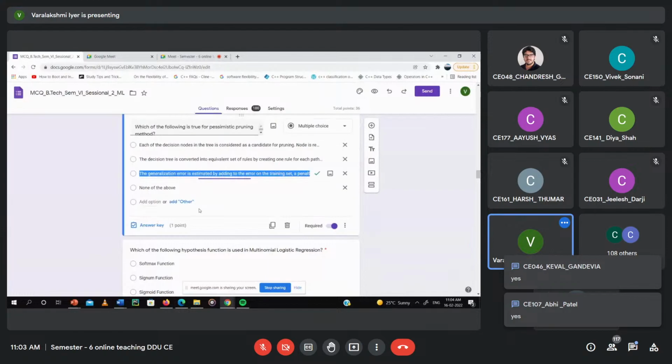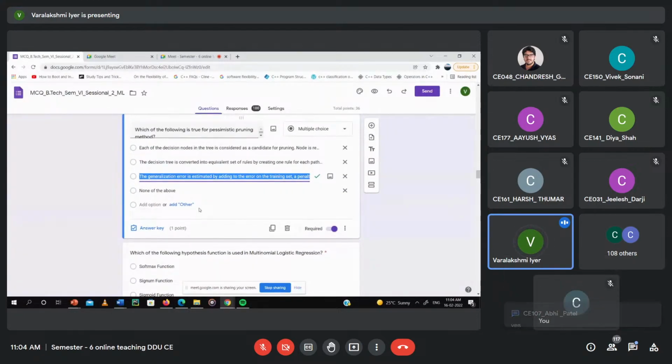Okay. Next one. Which of the following is true? This is quite easy. In the case of the pessimistic pruning method, does anybody recall what the pessimistic pruning method was? Yes, error is added, right?